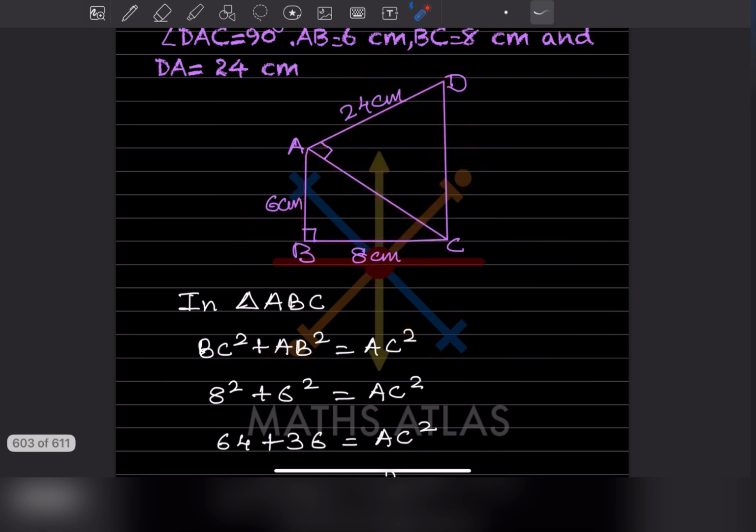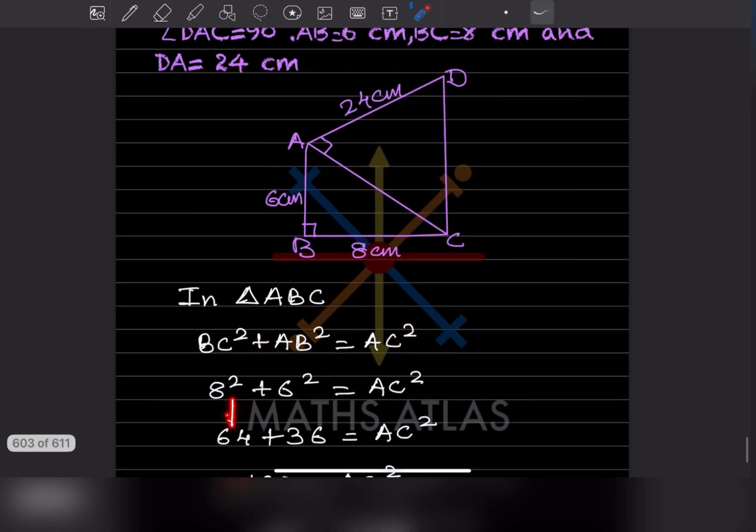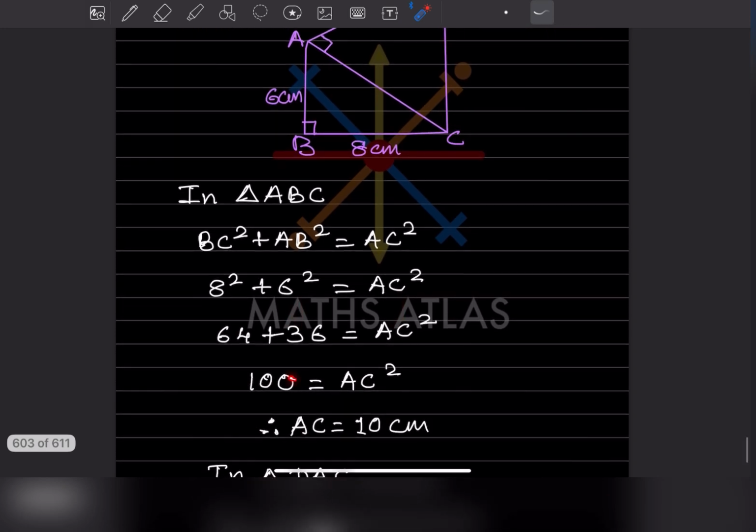So this will be 64 plus 36, that is AC square. So this will be 100 is equal to AC square. So the root of this, AC, will be 10 centimeter. So this AC is going to be 10 centimeter.